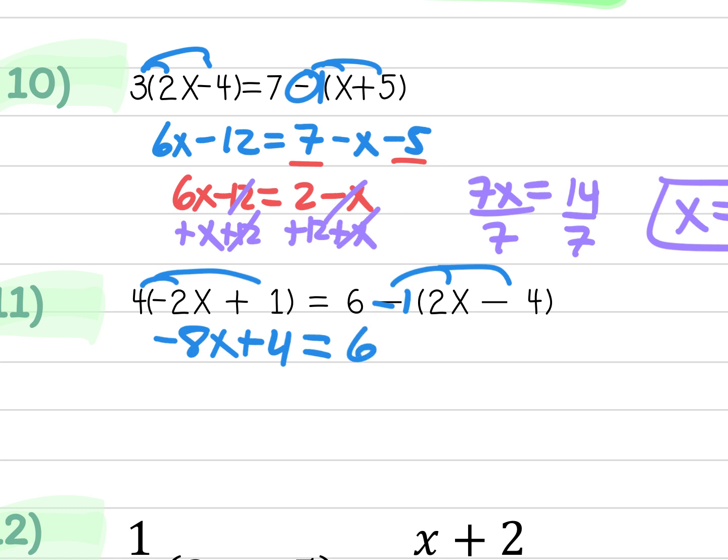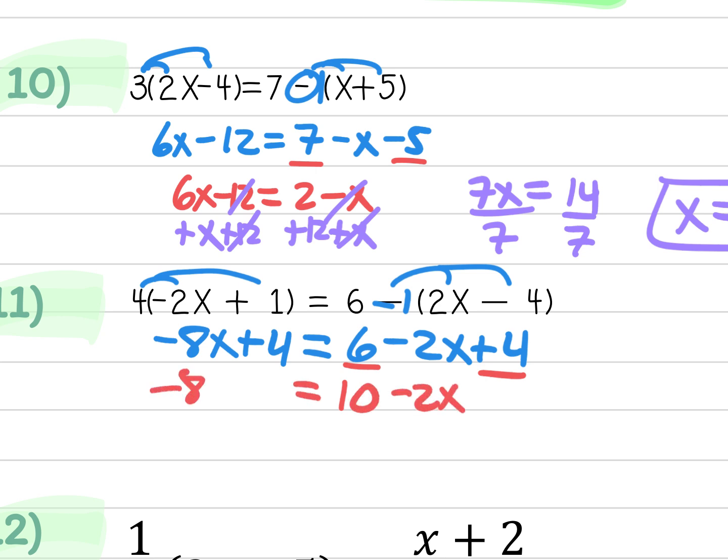And then we get that 6, and the negative, again, changes the sign of everything on the inside. We get minus 2x plus 4. All right, so we can combine like terms. 6 plus 4 is going to get us 10 minus 2x equals negative 8x plus 4.